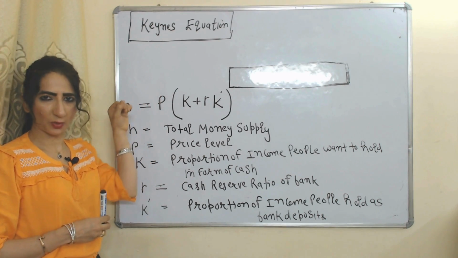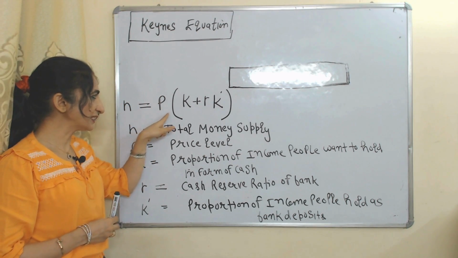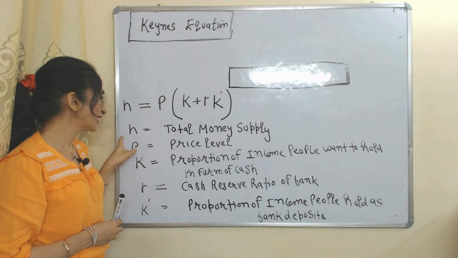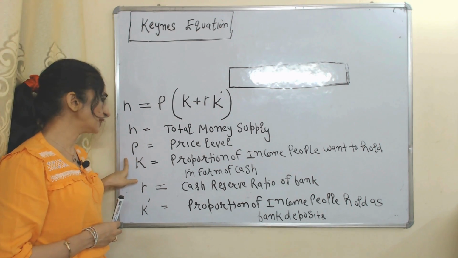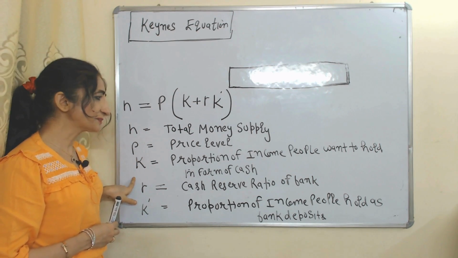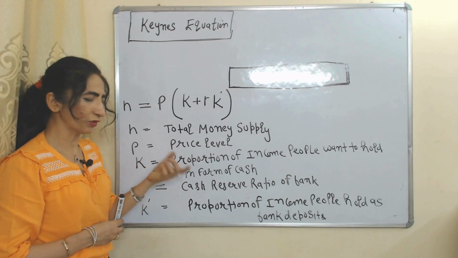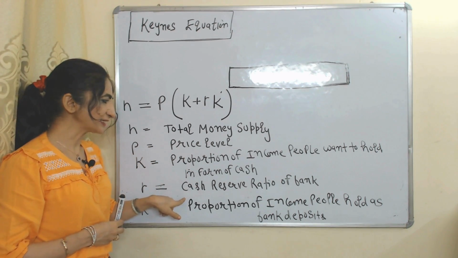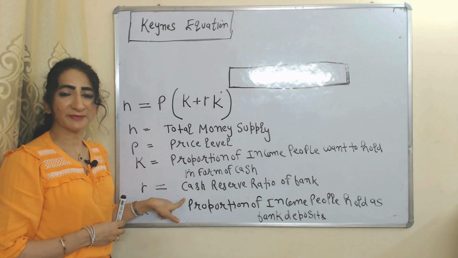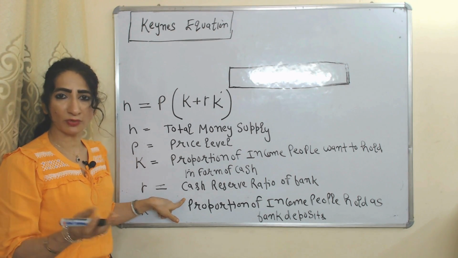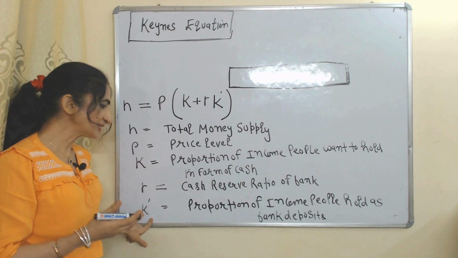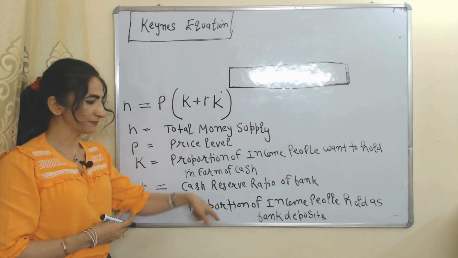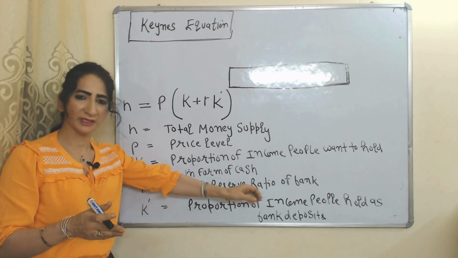Now see the Keynes equation. N equals PK plus RK dash. N represents total money supply, P represents the price level, K is the part of income which people want to hold as cash. R represents the cash reserve ratio of banks, that means the amount of money which banks want to hold as cash. K dash represents the proportion of income which people want to hold as bank deposits.